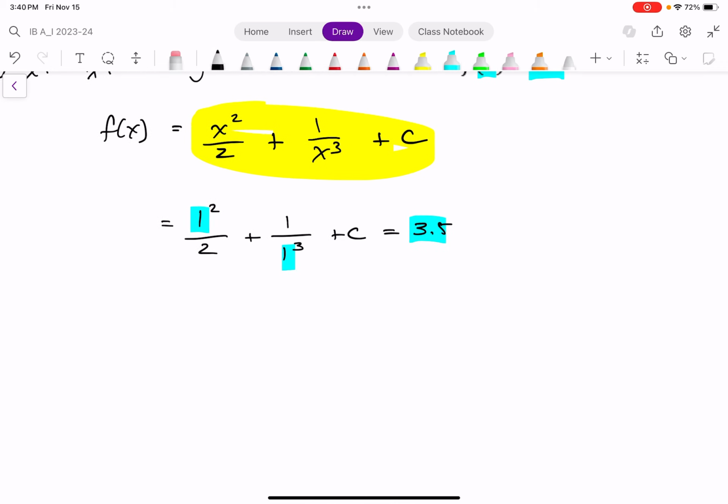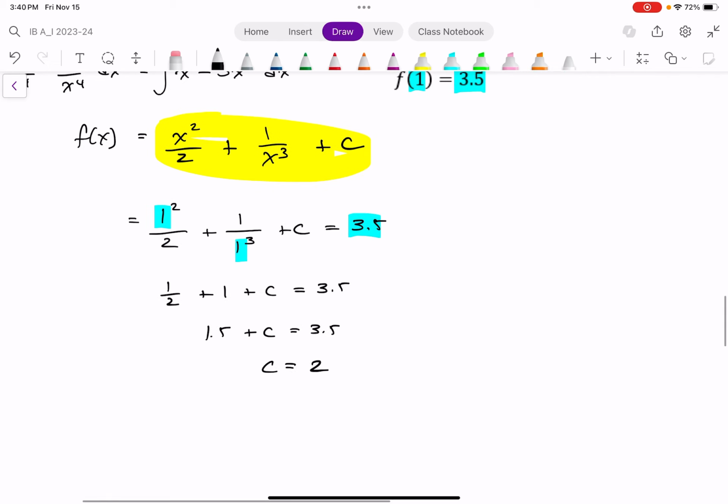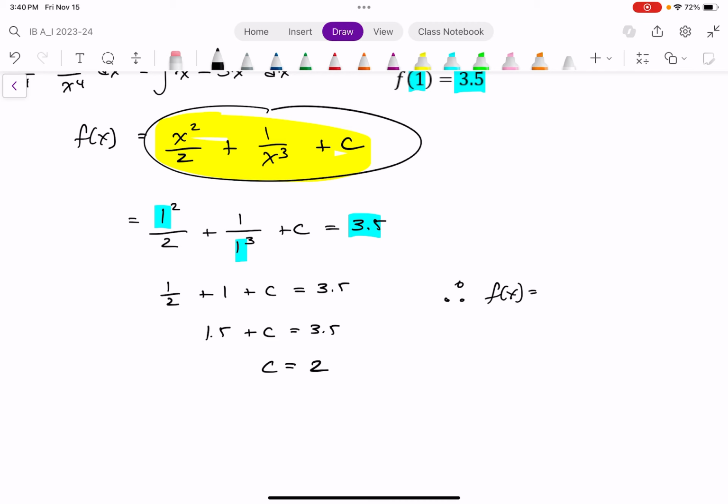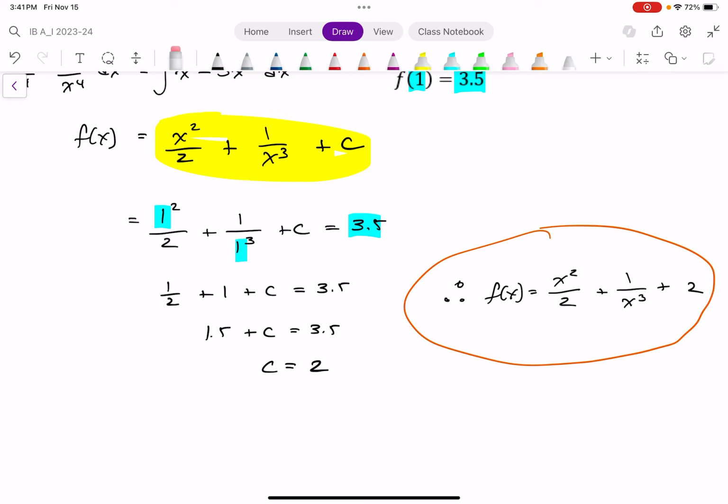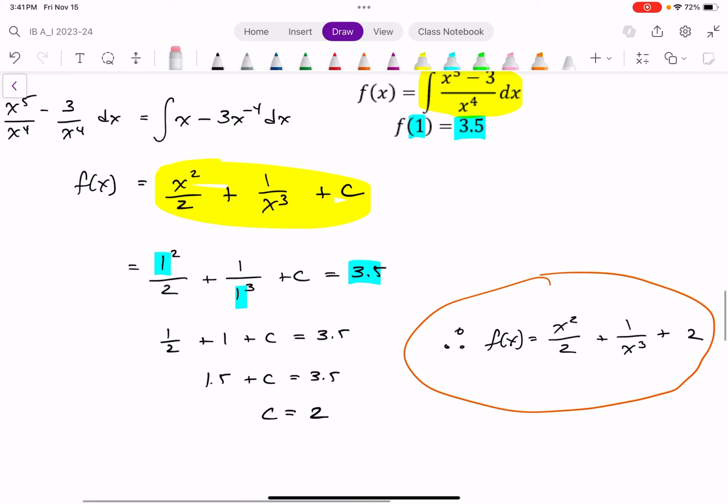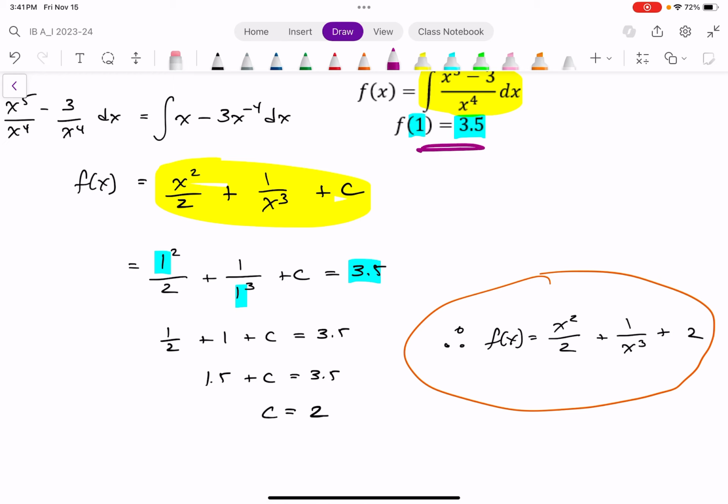And now I can quickly solve for c. I get a half plus 1 plus c equals 3.5, which means I get 1.5 plus c equals 3.5, which means c must be 2. And so now I know my entire function. So I can say, therefore, f of x equals everything I have here, x squared over 2 plus 1 over x cubed, plus I now know the constant is 2. So there is my final answer. Keep in mind, if I was not given this fact right here, it would be impossible to know what that constant is.